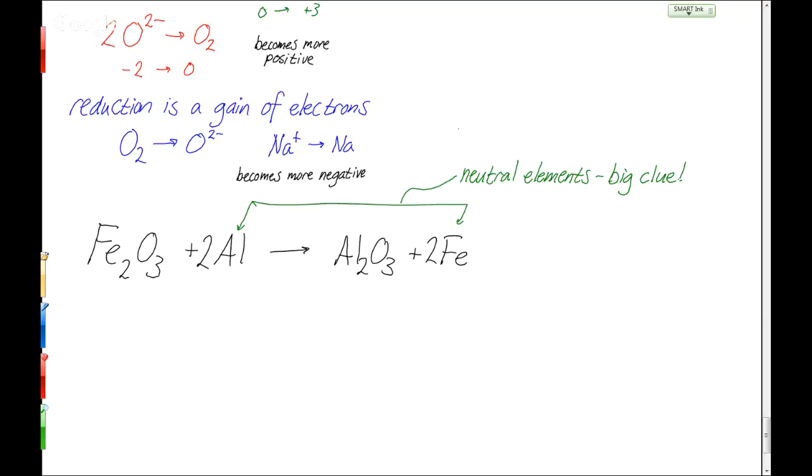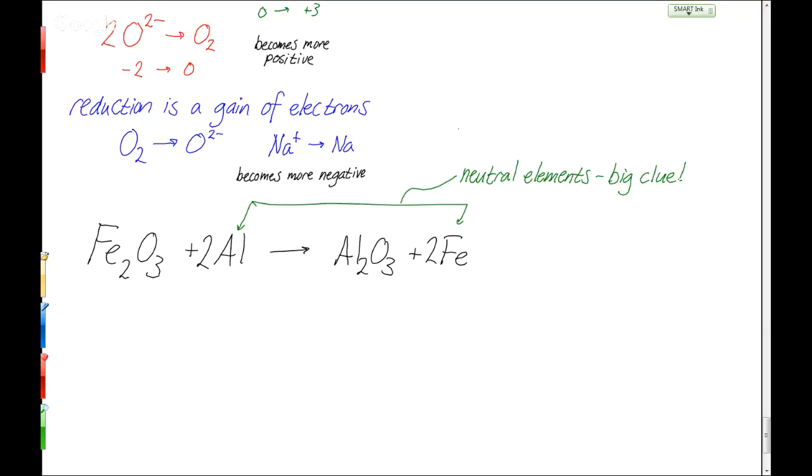And pretty much any reaction where you see a neutral element is going to be a redox reaction. It's going to fall into this category. Because if something's a neutral element and then it becomes a compound on the other side, that pretty much tells you it has to do something with its electrons so that it can make a compound. So if you see a neutral element on one side and then that same element in a compound on the other side, that's going to be a redox reaction.